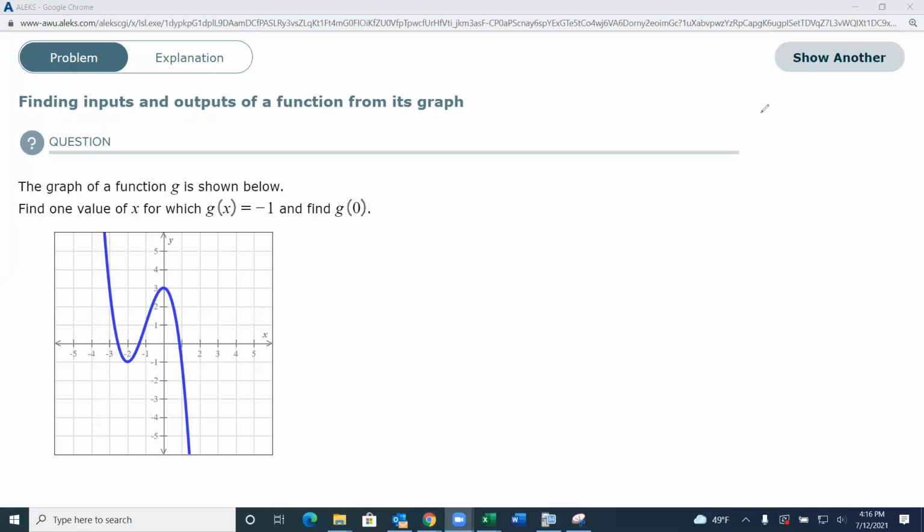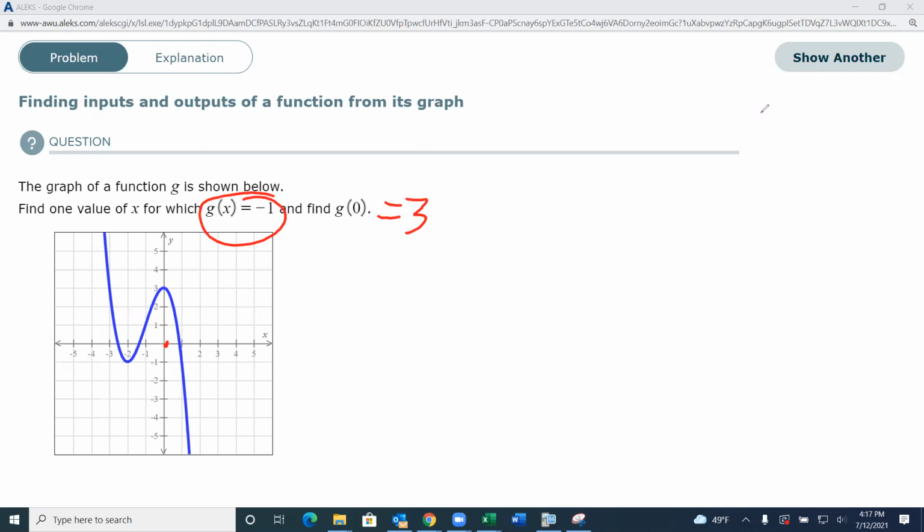Okay, this time we're doing something similar. They're asking us to find g of x equals -1 and g of 0. Now, g of 0, that's like what we were just doing. Okay, when x is 0, right there, what's y? Well, y is height 3. Okay.